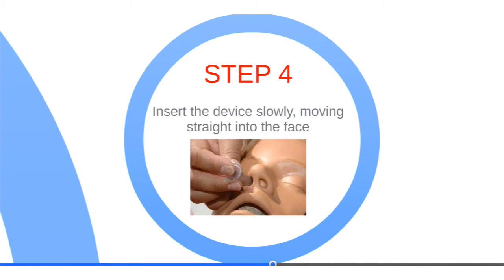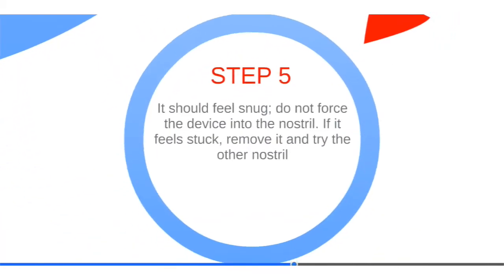Step 4. Insert the device slowly, moving straight into the face, not towards the brain. Step 5. Ensure that the device is snug without being forced or stuck. If it feels stuck, remove it and try the other nostril or a smaller NPA.